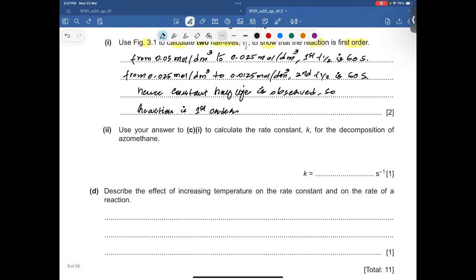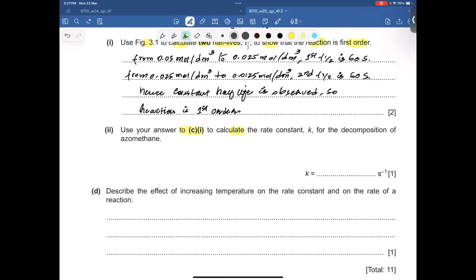Okay. Use your answer to C1 to calculate the rate constant for the decomposition of azomethane. Since it is a first order reaction, the half-life for a first order reaction is basically 0.693 over K. We need to find out the value of K. So 0.693 divided by half-life. Half-life is 60 seconds. So 0.693 divided by 60 is going to be 0.01155 per second. Okay.